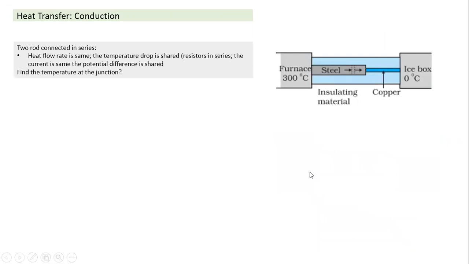Okay. Now coming to two rods connected in series. We can have multiple conductors also. It will not be the same thing connected. So here we have connected a steel rod and a copper rod, and there's a furnace at 300 degrees and there's an ice box.